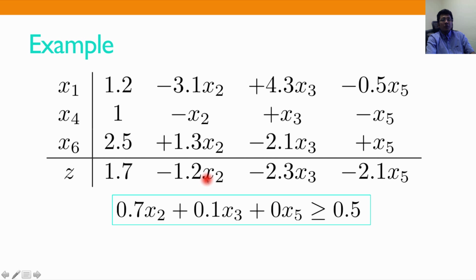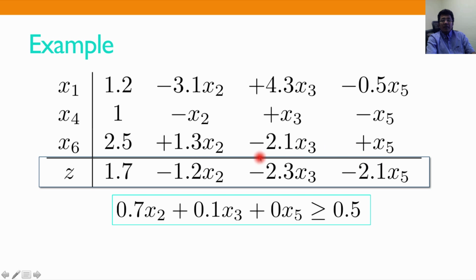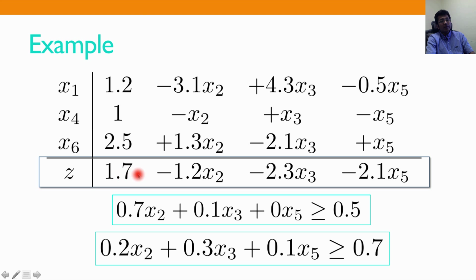Let's now do the objective row. Because we bothered in the original ILP setup, the standard form, to also make the objective an integer, we can use a cutting plane from the objective row as well. The objective row gives us the cutting plane 0.2 x2, because minus 1.2 is transformed to plus 1.2 and its fractional part is 0.2. Similarly, 0.3 x3 plus 0.1 x5 greater than or equal to 0.7. Therefore we can derive cutting planes by looking at every row in the dictionary which has a fractional constant entry.